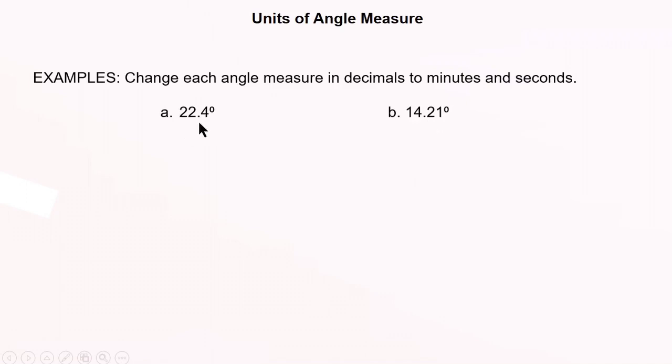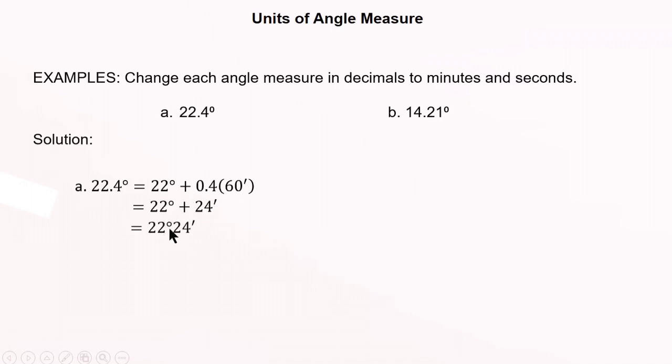For 22.4 degrees, we separate the whole number part, which is 22 degrees, from its decimal part, and multiply it by 60 to determine the value in minutes. So we copy 22 and multiply 0.4 by 60. And that is equal to 24 minutes. So 22.4 degrees is equal to 22 degrees and 24 minutes.